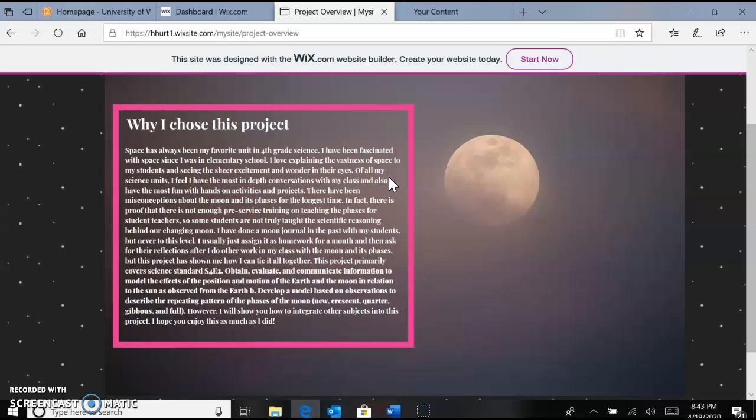And I think that because of that passion, I actually do a better job teaching this unit than some of the other ones. But one of the things that I have learned through this course and this project is that there's actually a lot of misconceptions out there about the moon and its phases. And so I used those as a guide for this project because I wanted to help other teachers understand why the phases occur the way that they do so that they can better teach their students.